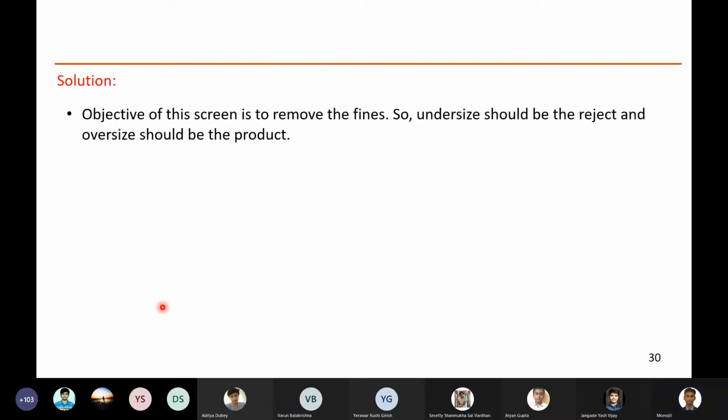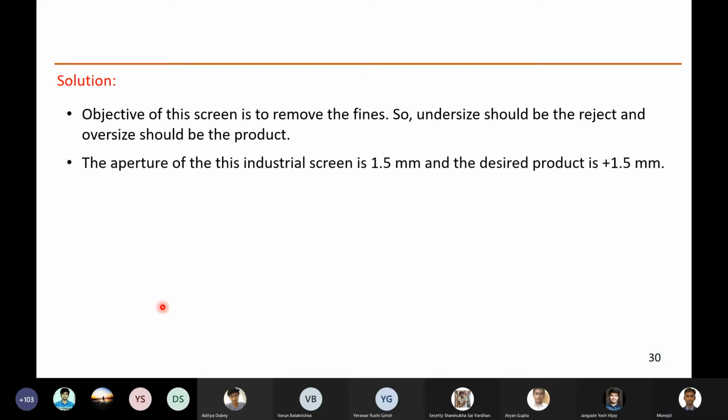Right. So the objective of this screen is to remove fines. So undersize should be the reject and oversize should be the product. The aperture of this industrial screen is 1.5 millimeter. So our desired product size should be oversize of 1.5, and how do we designate that? We designate that using a plus sign before that. So it's plus 1.5 millimeter. So that is your oversize.